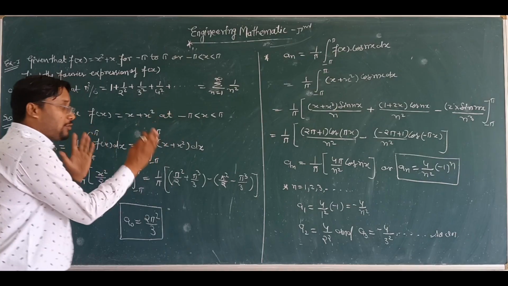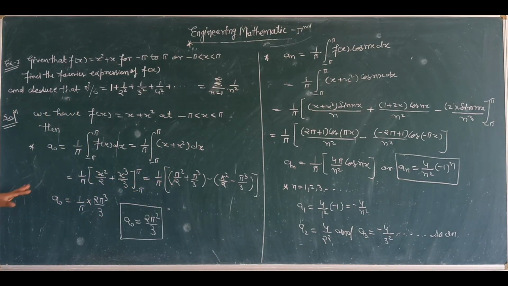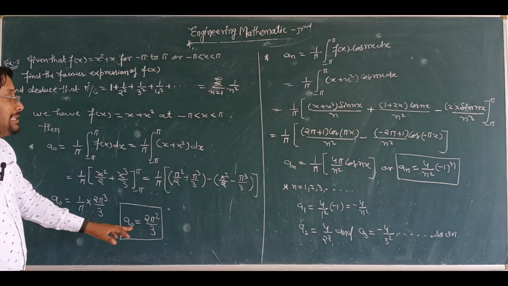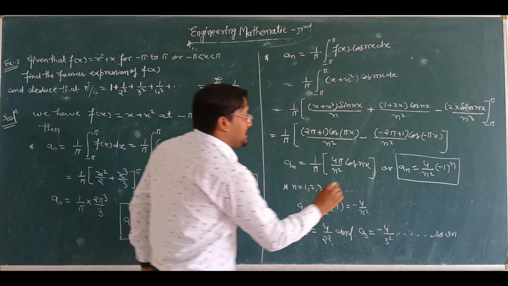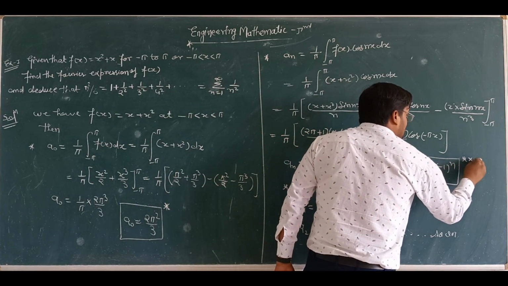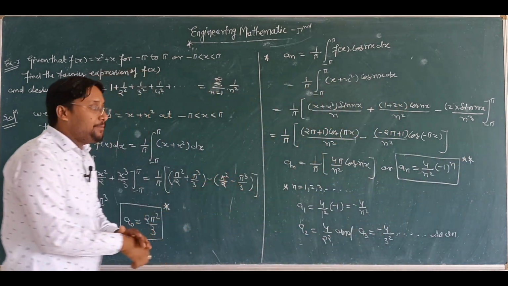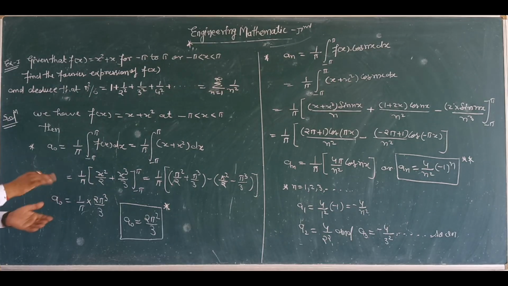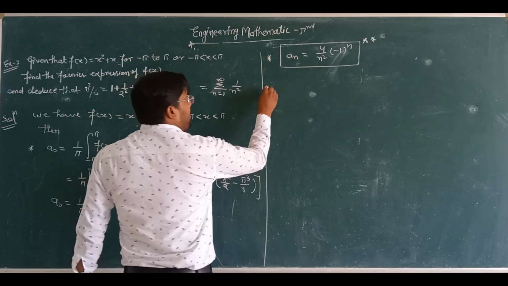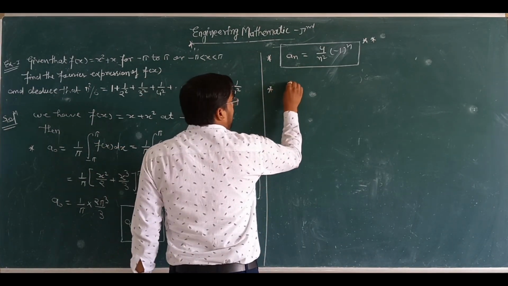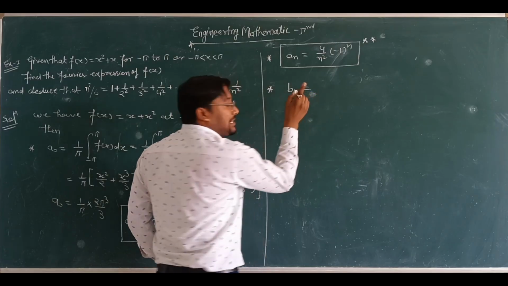First of all, you can note down this numerical problem and find the value of a naught. This is a naught and this is an. If you have any problem related to this numerical, please comment to my video. Step: again find the value of bn.